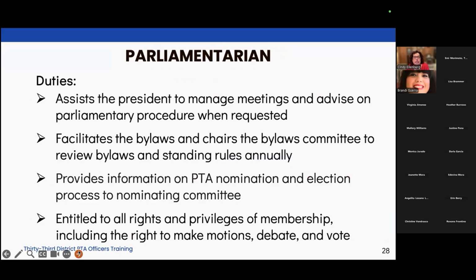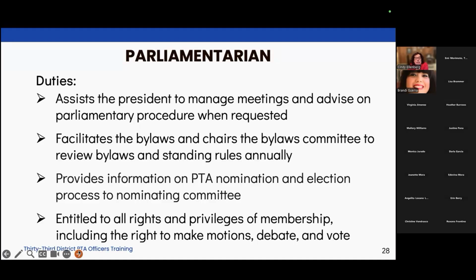Your parliamentarian assists the president to manage the meetings and advise on parliamentary procedures when requested. The parliamentarian facilitates the bylaws and chairs the bylaws committee to review the bylaws and standing rules annually, provides information on the nomination and election process to the nominating committee. They are not necessarily part of the nominating committee unless they are elected, and should leave immediately on explaining the process to the nominating committee.